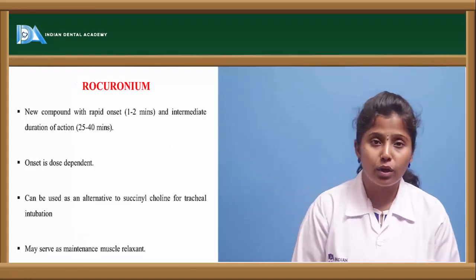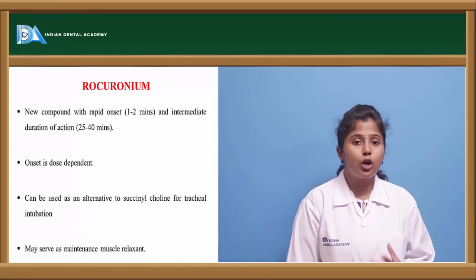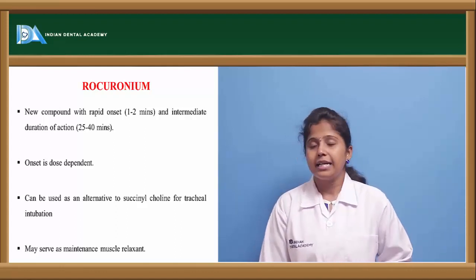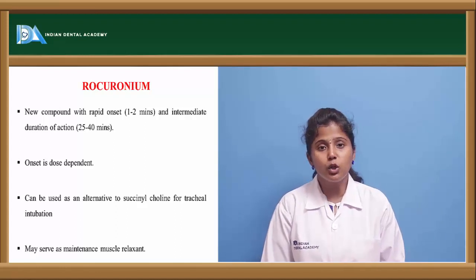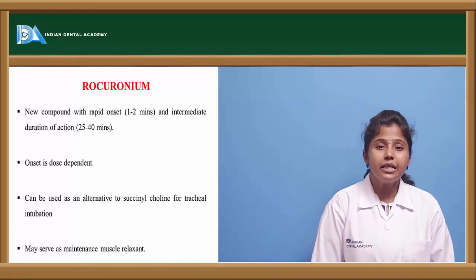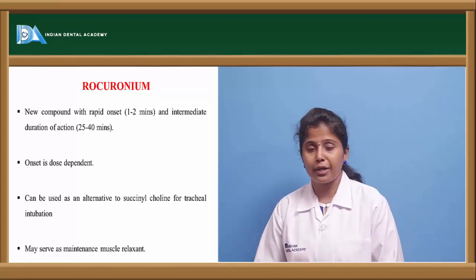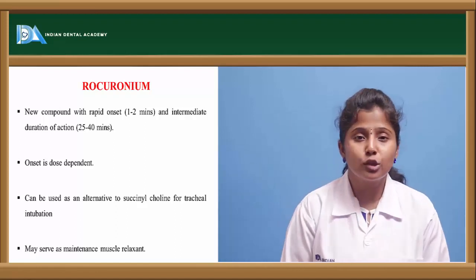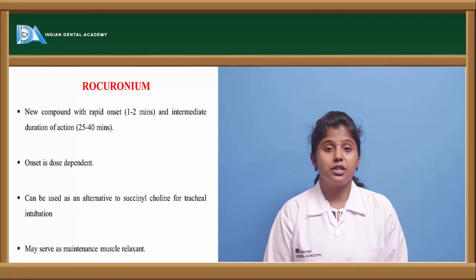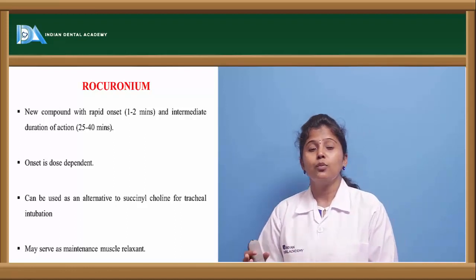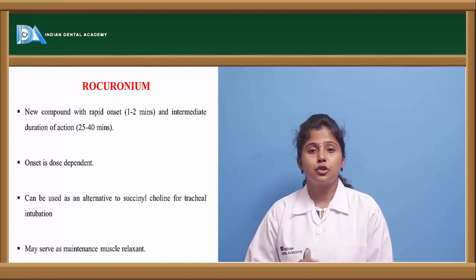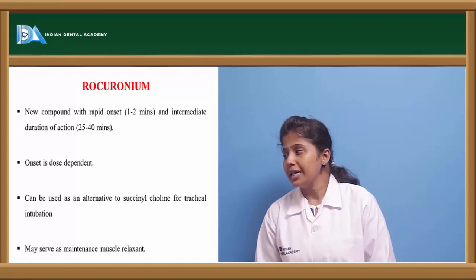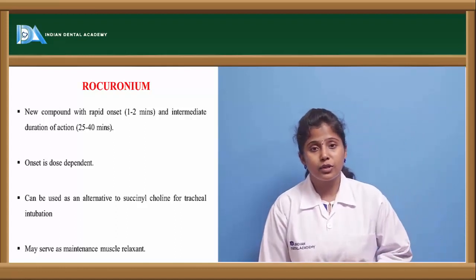The other drug is rocuronium. Rocuronium is a newer compound which has been discovered. This is a newer approach to skeletal muscle relaxants, and it has a rapid onset of action of about 1 to 2 minutes, and an intermediate duration of action. It is neither short nor long, about 25 to 40 minutes. The onset is dose dependent. If the dose is enough to produce skeletal muscle relaxation, it will show rapid onset of action. But if the dose is decreased, then the onset of action will be slower. And it's used as an alternative to succinylcholine.